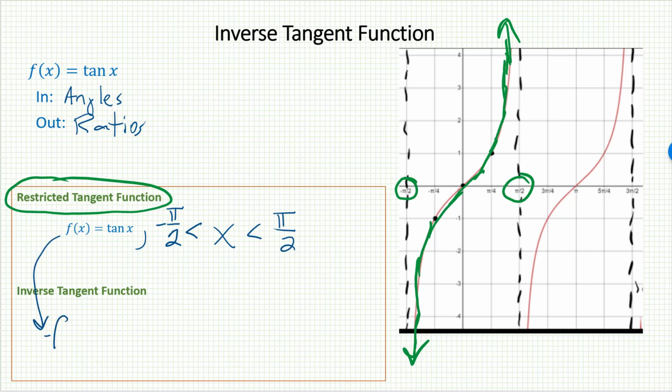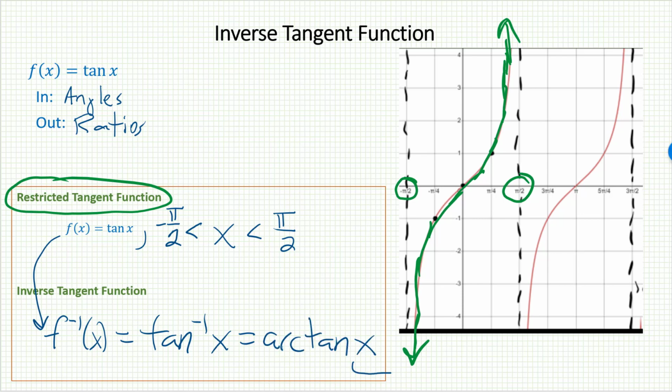That function has an inverse, which I can write in the usual way, either as tangent inverse x or as arctan x. And what does this function do? Well, once again, everything is switched. So it takes in a ratio. Now, so far, we've been limited to ratios between negative 1 and 1. Do you see that's not a problem with the tangent function? The tangent function has ratios of 1, 2, 3, 4, going on up forever. There's no limit. Any ratio, any number, can be put into the inverse tangent function.